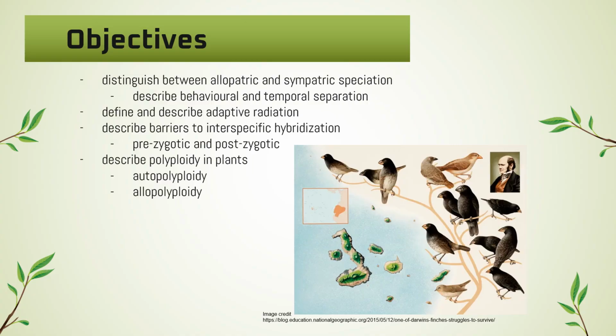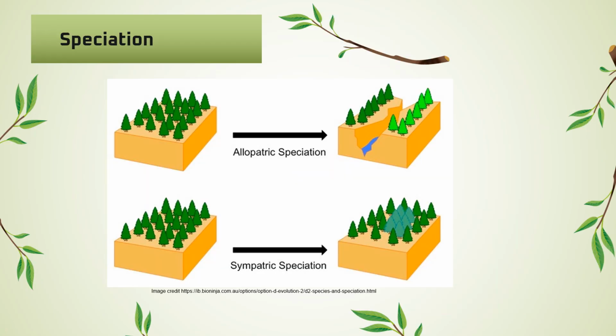We are going to distinguish between allopatric and sympatric speciation, looking at some of the reproductive isolation modes so that sympatric speciation can occur. We're also going to define and describe adaptive radiation, talk about some barriers to interspecific hybridization between species. Those barriers can be either pre-zygotic or post-zygotic. We're also going to talk about how polyploidy can lead to very rapid speciation, especially in plants. Two kinds of polyploidy, auto and allo.